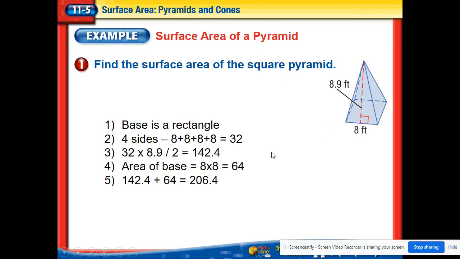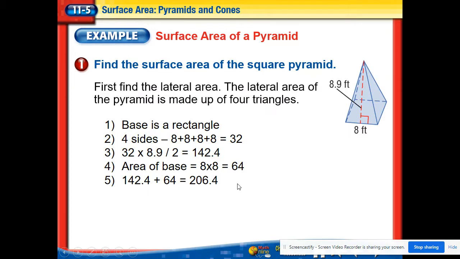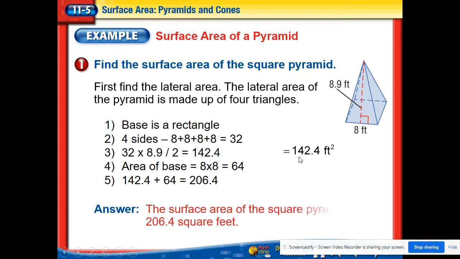All right. Then we have to do the area of the base, which is the bottom. 8 times 8 is 64. And again, there's only one base. There's no base up top, so only one base. So we don't have to multiply by 2 this time. So we just take that 142 and that 64, add them together for 206.4. So that lateral area is in feet squared. Sometimes they'll ask for that, but then there's my total value in square feet.